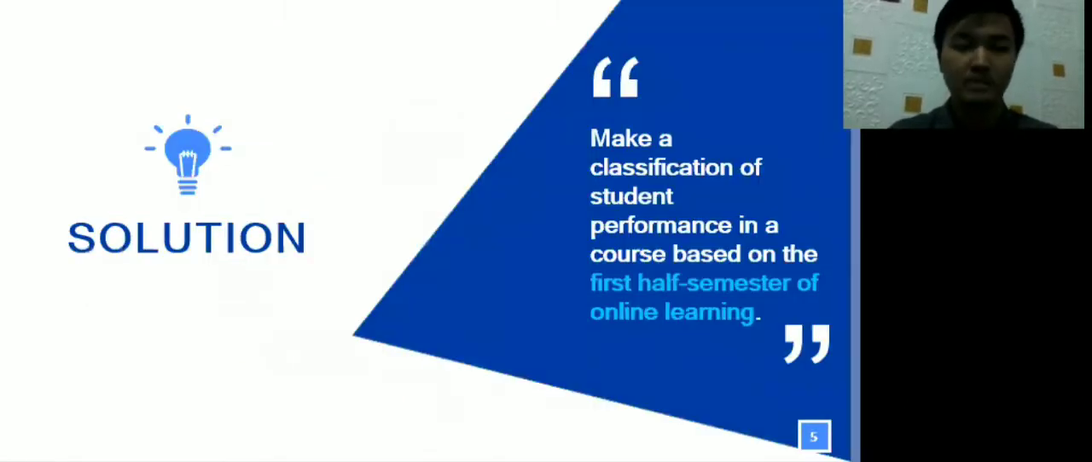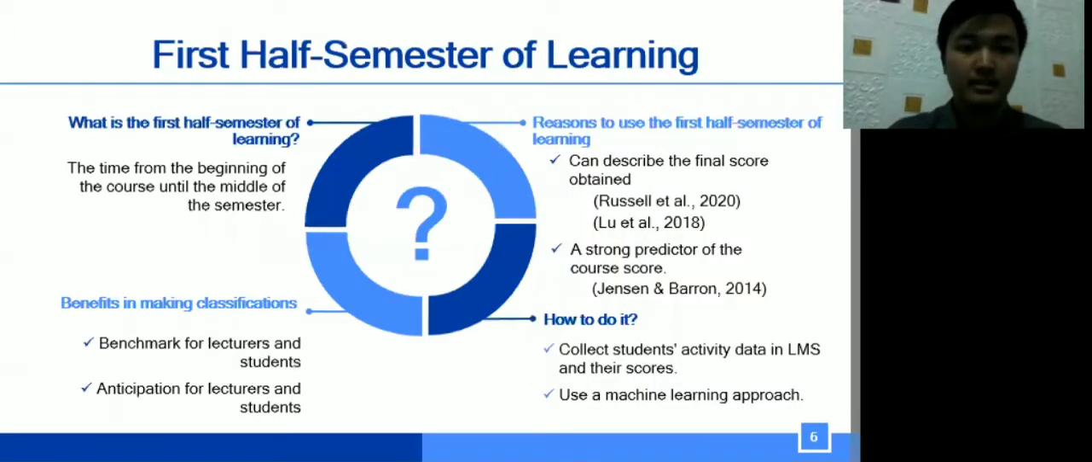Therefore, the purpose of this research is to make a classification of student performance in a course based on the first half semester of online learning. The first half semester of learning means the time from the beginning of the course until the middle of the semester. And reasons to use the first half semester of learning because it can describe the final score obtained and it is a strong predictor of the course score.